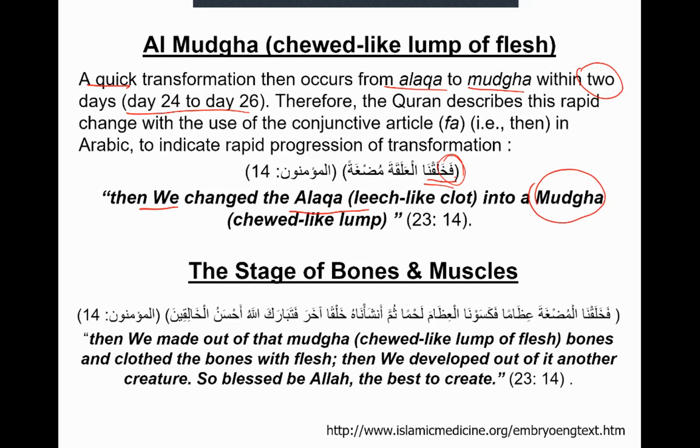Can you see that? So what do we want to say? We relate what we learn in science to the Quran. Okay, next, the stage of bone and muscle. So nutfah, alaqah, mudghah. Next, fa khalaqnal mudghata izama. Then we made out of that mudghah, bones, and clothed the bones with flesh. So this is how the human embryo developed based on what is mentioned in the Quran, which we later found in science.